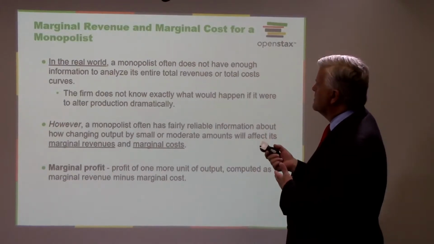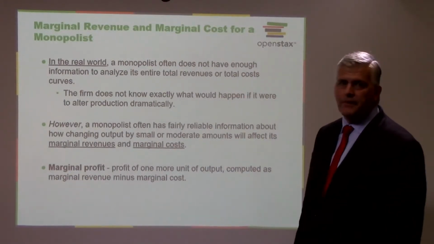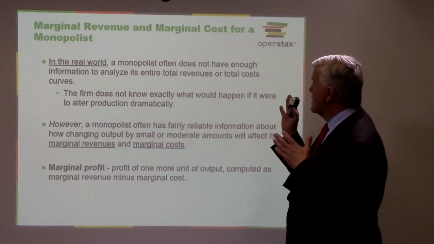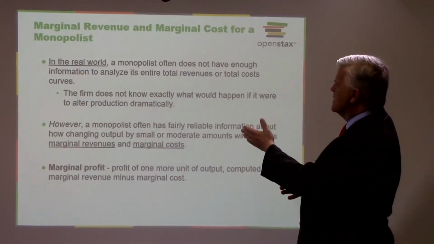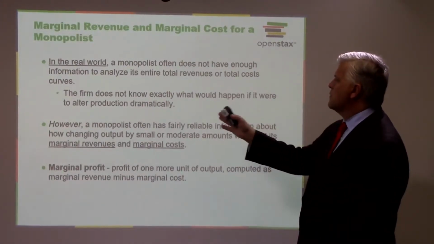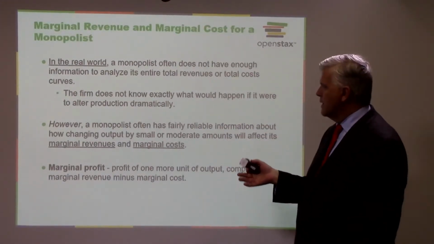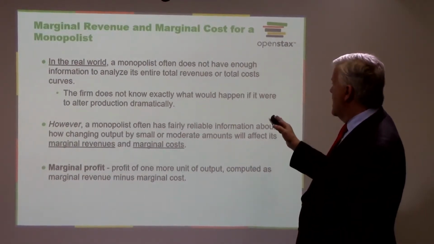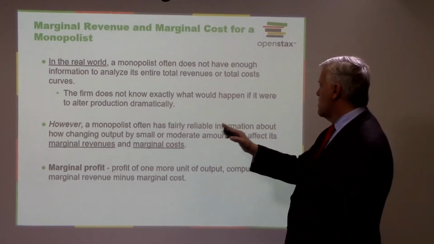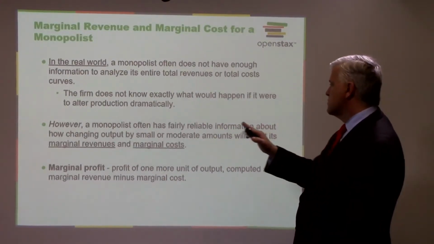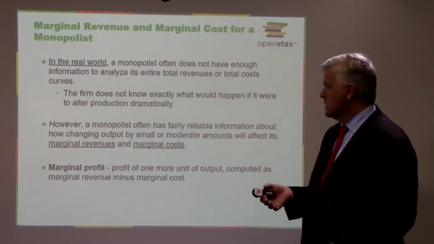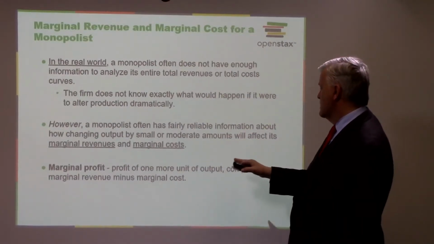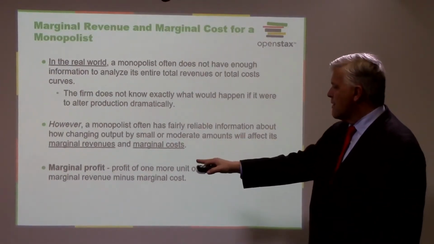So in the real world, a monopolist often doesn't have enough information really to be able to analyze its entire revenue or entire total cost curve. The firm doesn't really know exactly what would happen if it were to alter production dramatically, right? However, a monopolist often has fairly reliable information about how changing output by small or moderate amounts will affect its marginal revenues and its marginal costs. And of course, lastly, the marginal profit, the profit of one more unit of output, is computed as marginal revenue minus marginal cost.